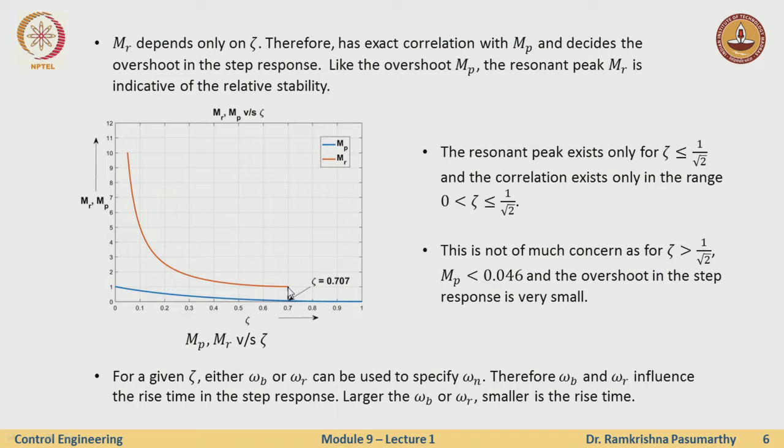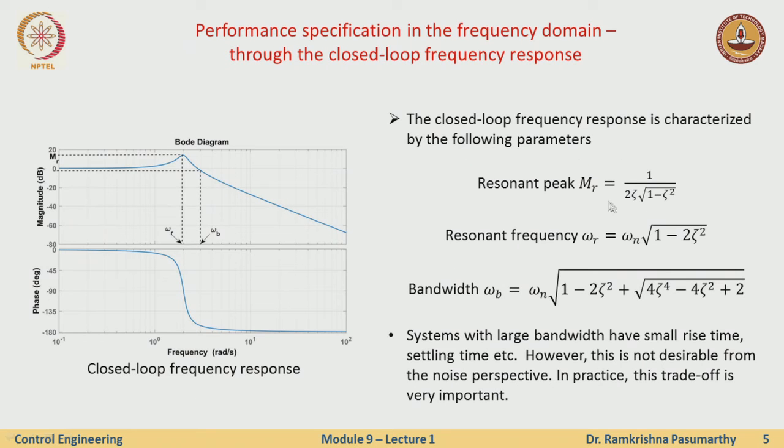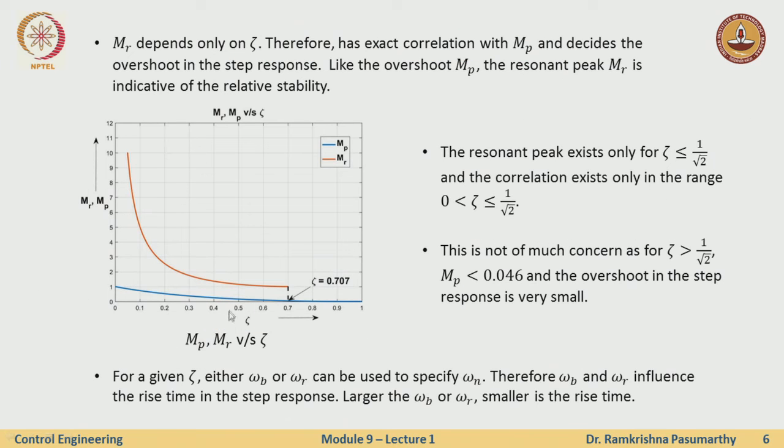At zeta equal to 0.707, I have this number, and M_p goes closer to 1, which you can get from this expression. So what happens for zeta larger than this value? For zeta larger than 1 over square root of 2, the peak overshoot is very insignificant if you compute it from the formula for M_p. Therefore, I do not need to worry about larger values of zeta, because the overshoot is very minimal.